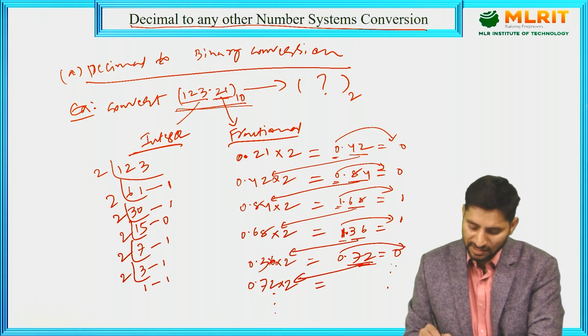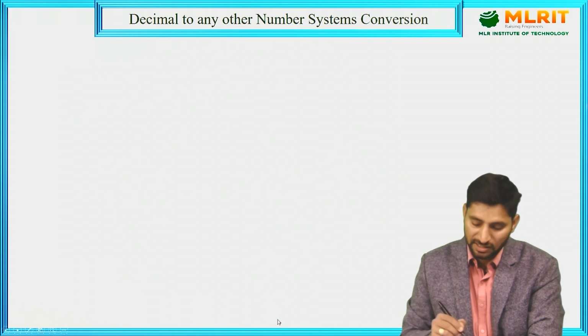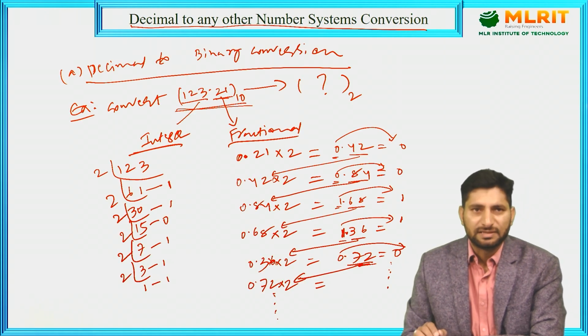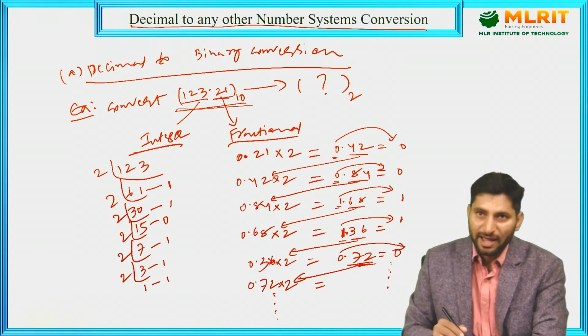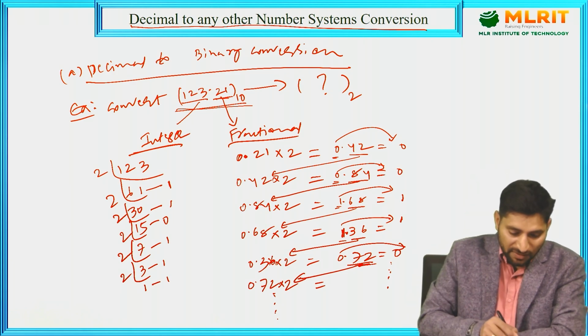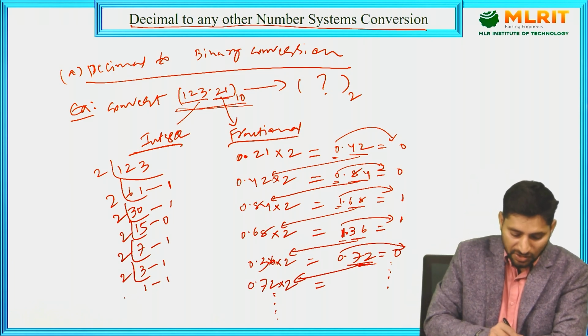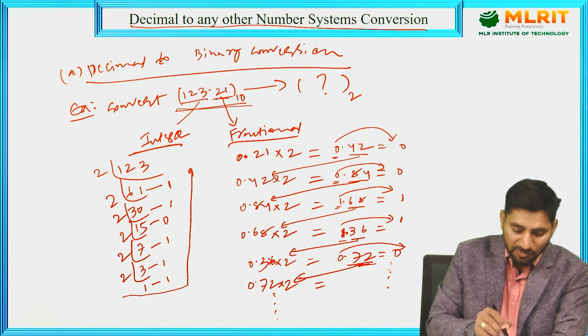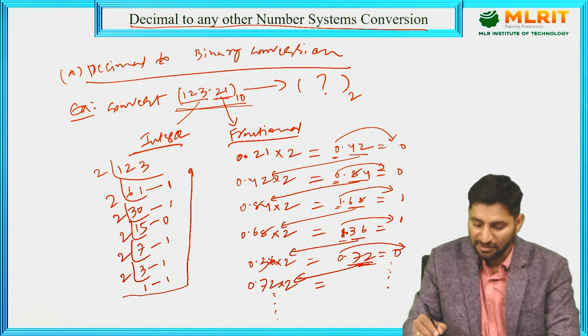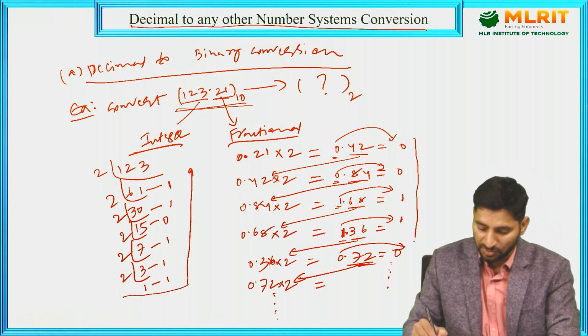In that case, there are so many samples here also. So leave as it is. Now what is the actual answer for this one? While writing the answer, you copy the integer part from down to top side and the fractional part from top to downside.